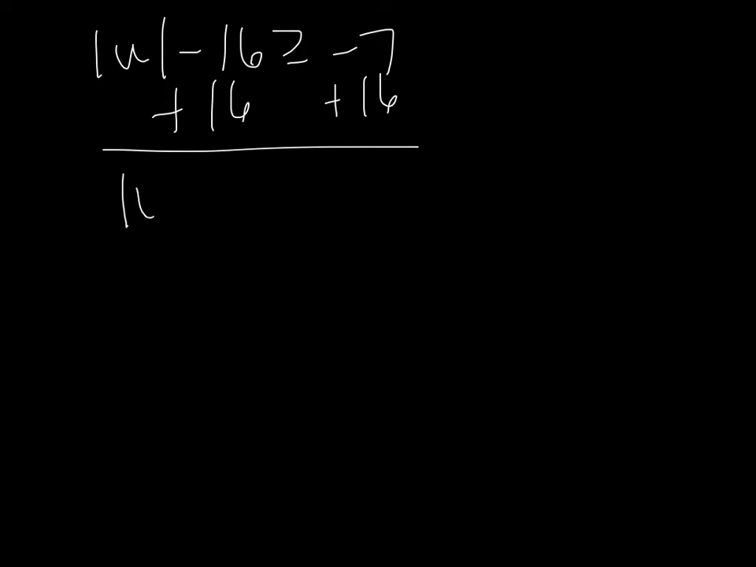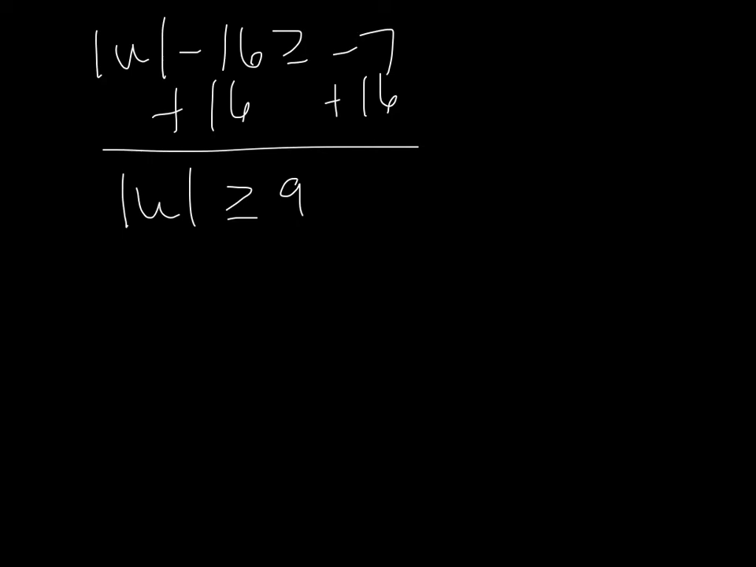Okay, now let's make this a little bit harder. A little bit harder problem looks like this: absolute value of u, subtract 16, greater than or equal to negative 7. Now remember, in all of these problems, step 1, isolate the absolute value. So plus 16, you get the absolute value of u greater than or equal to 9. So then we've got really basically the same problem we just did.